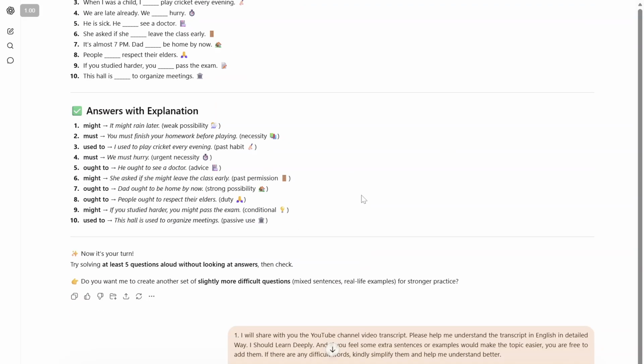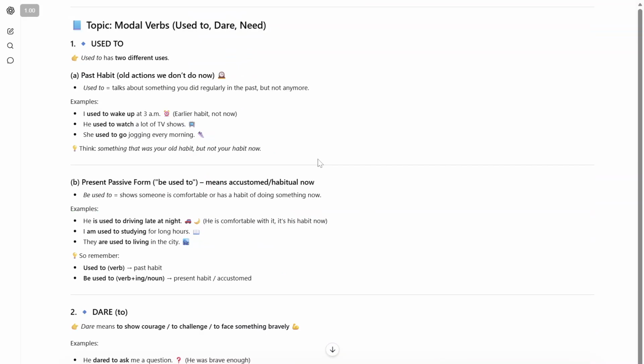Now it's your turn. Try solving at least 5 questions aloud without looking at answers. Then check. Do you want me to create a topic? Modal verbs: used to, dare, need. Used to. Used to has 2 different uses.